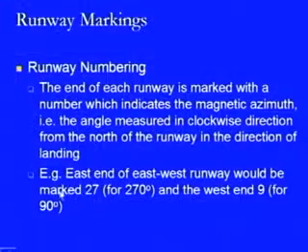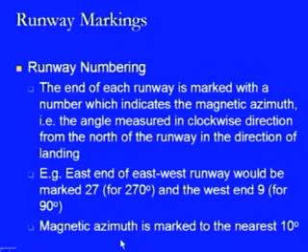For example, the east end of an east-west runway would be marked as 27 for 270 degrees and the west end will be marked as 9 for 90 degrees. The magnetic azimuth is marked to the nearest 10 degrees value.